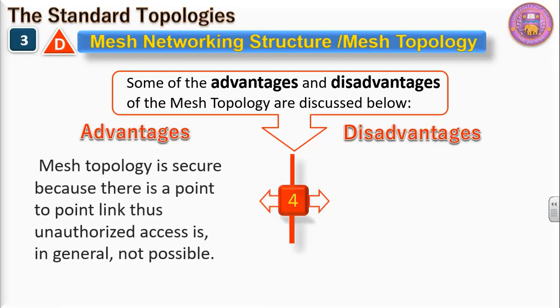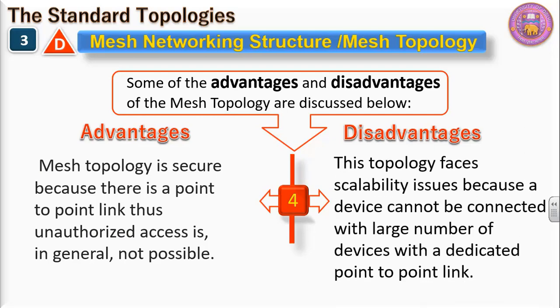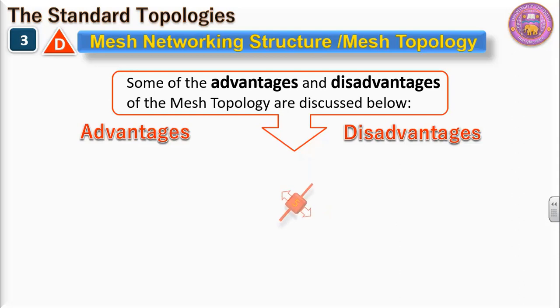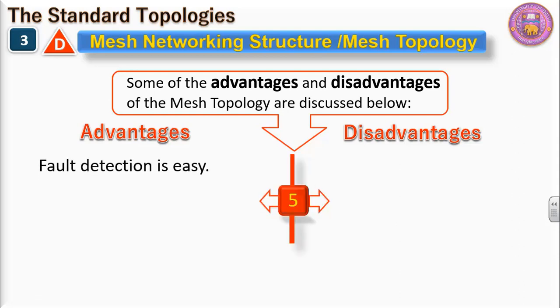Advantage: mesh topology is secure because there is a point-to-point link, thus unauthorized access is in general not possible. But at the same time, one of the disadvantages is that this topology faces scalability issue because a device cannot be connected with large number of devices with dedicated point-to-point link. Another advantage of mesh topology is that fault detection is easy because one particular dedicated path is in between two devices. Thank you very much.